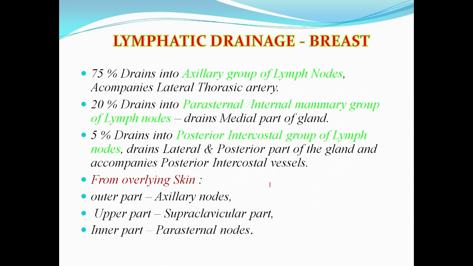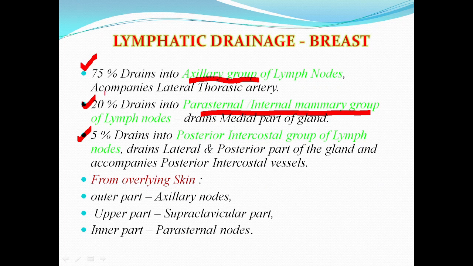Now when you take up the mammary gland, we have 100% of the lymphatics. 75% of the lymphatics are draining into the axillary group of lymph nodes. 20% are draining at the medial side, the parasternal or internal mammary group of lymph nodes, that is the medial half of the gland. And 5% of the lymphatics are draining in the deeper aspect, behind the gland.